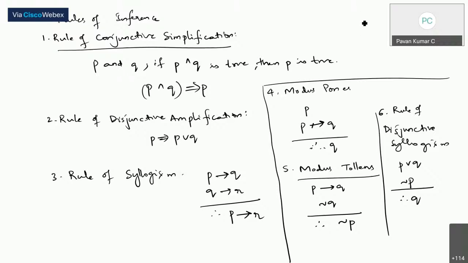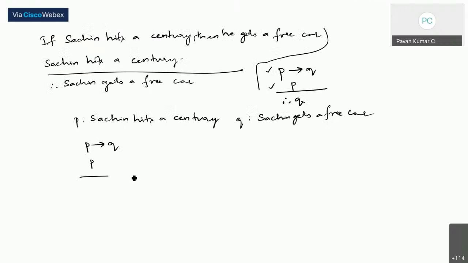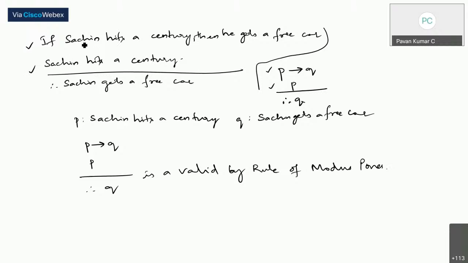We know that the AND operation is commutative, so P and Q is equivalent to Q and P. Now I have two statements, P implies Q and P, which is logically equivalent to P implies Q and P. So therefore Q is a valid statement by the rule of modus ponens.